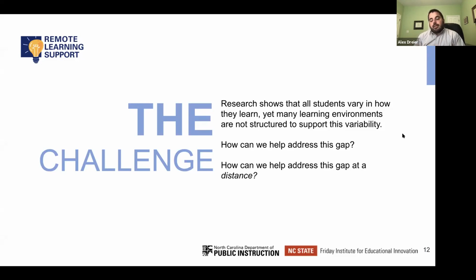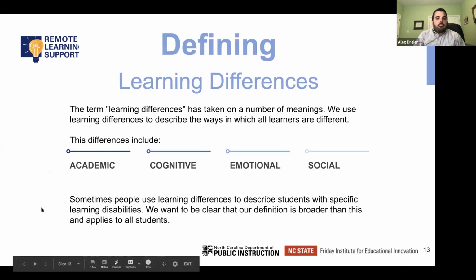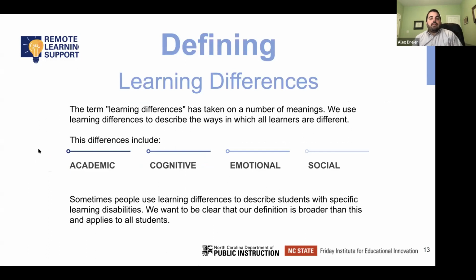How can we figure out how to push the ball forward in addressing all learners at a distance, with equity in mind, making sure that the gap between those who have access to technology and resources and those who have less access isn't exacerbated during this period, because you run the risk of that. So those are some of the challenges we're wrestling with, and that's what we're going to try to tackle in this session. So, how we define learning differences: there are a variety of ways.